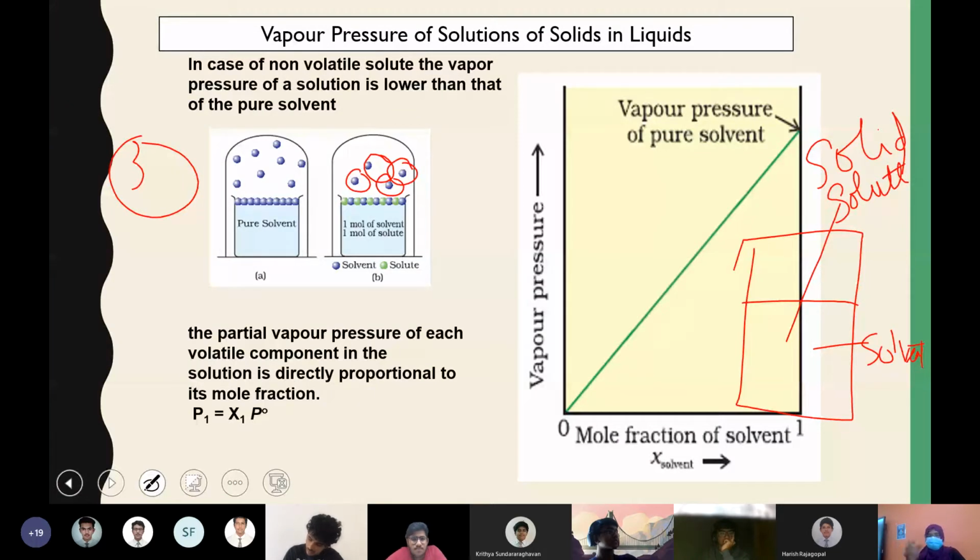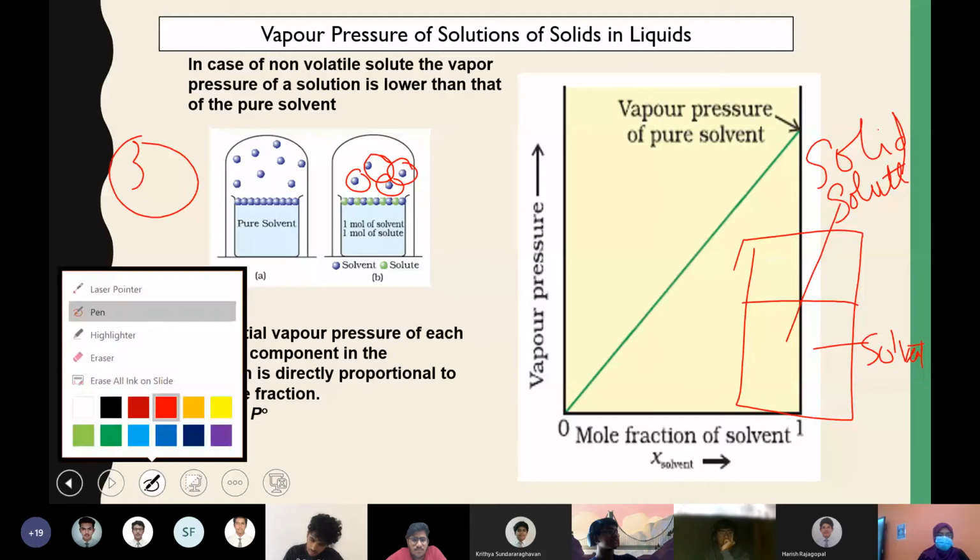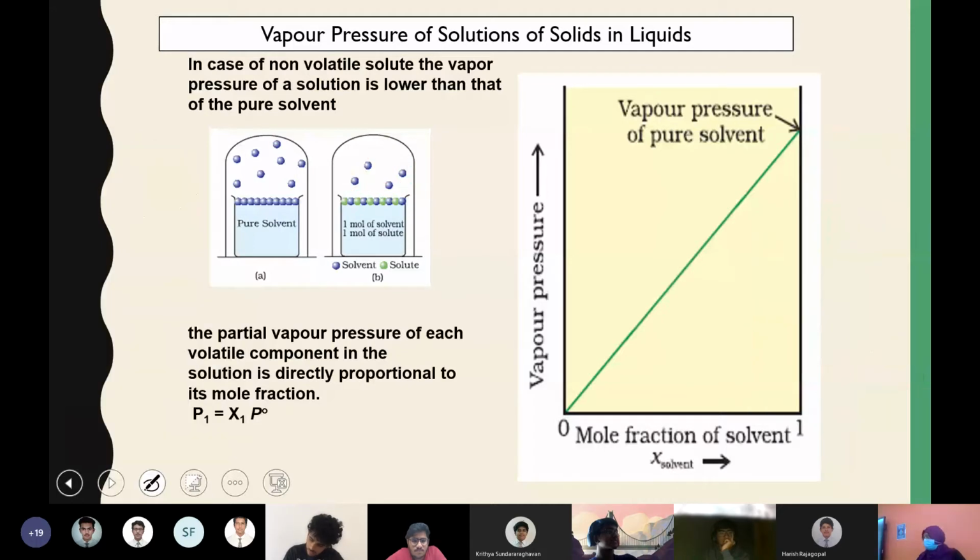So what is the reason? Both of them are the same amount of liquid, the same amount of water. One was pure water, in the other case it is water which has got a solute added, like sodium chloride or something, which is non-volatile. So why is the number of vapors formed less when you are taking a solution? What is really happening here?